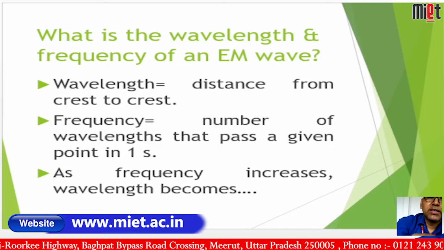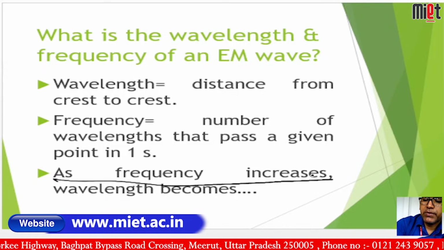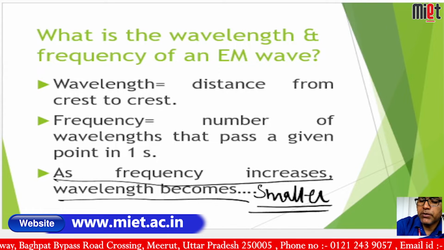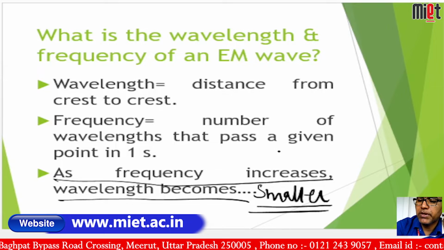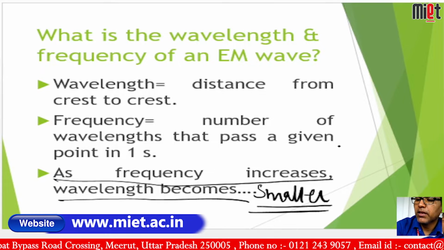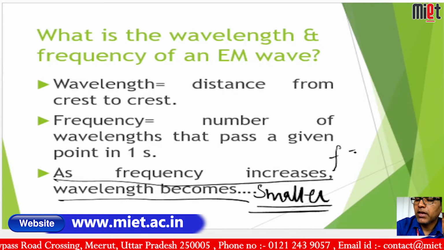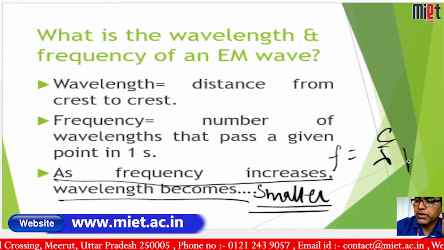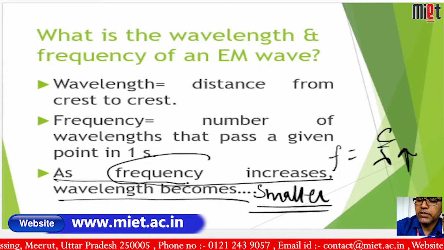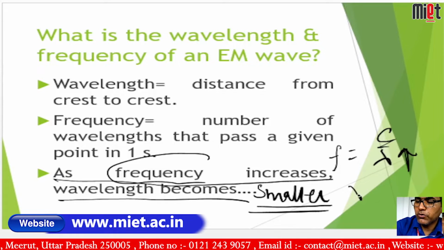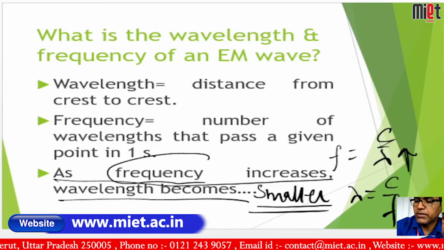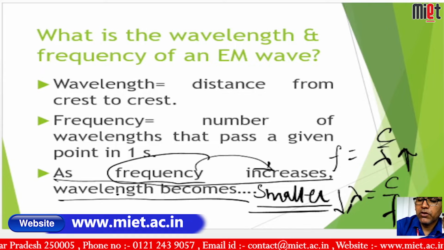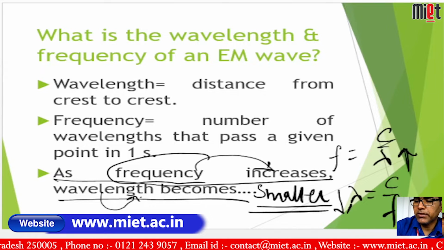As the frequency increases, wavelength decreases. The reason is that wavelength and frequency are inversely proportional to each other. f equals c by lambda. As the wavelength increases, frequency will decrease. Or you can say that lambda equals c by f. As the frequency increases, wavelength will decrease. The increase in frequency will decrease the wavelength.